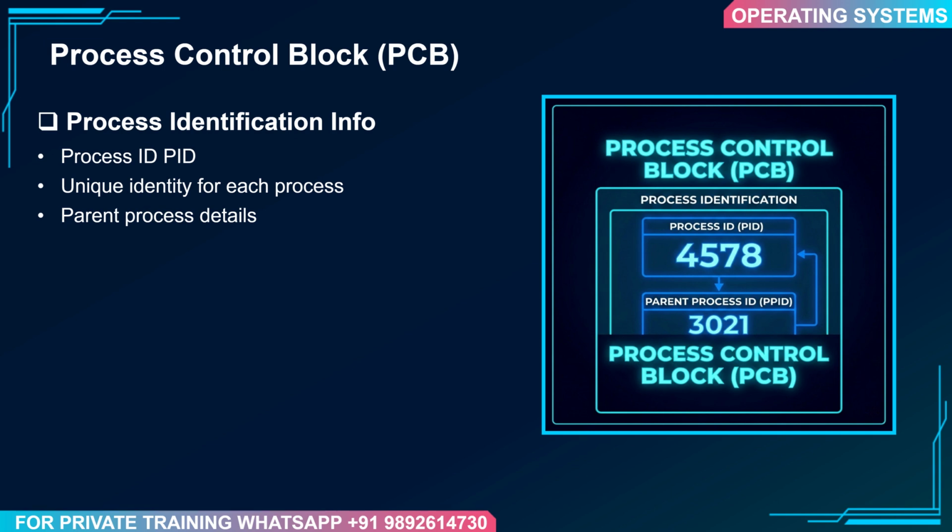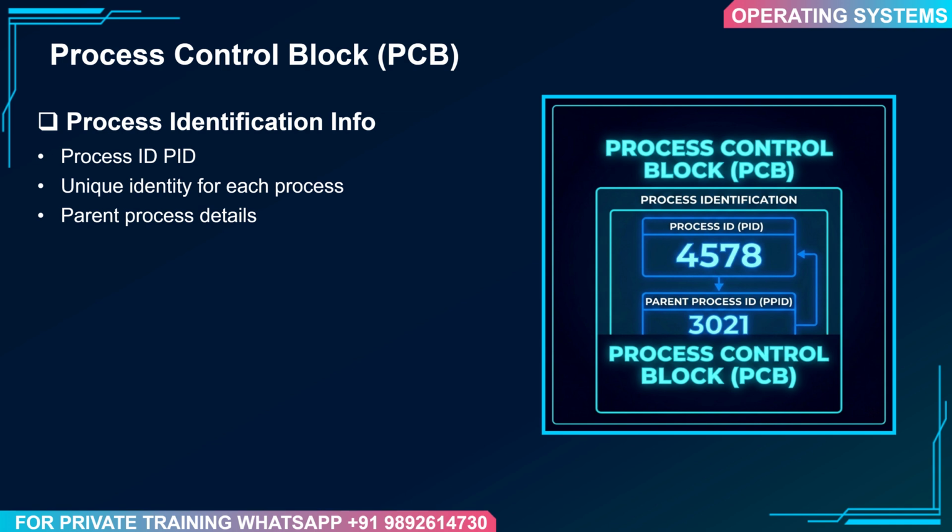The first and most basic field in a PCB is the process identification information. This usually includes a unique number called the process ID or PID. Every process must have a unique identity so the operating system can distinguish one process from another. Imagine you have 10 applications running at the same time. Without a unique ID, the OS would get confused about which process is which.